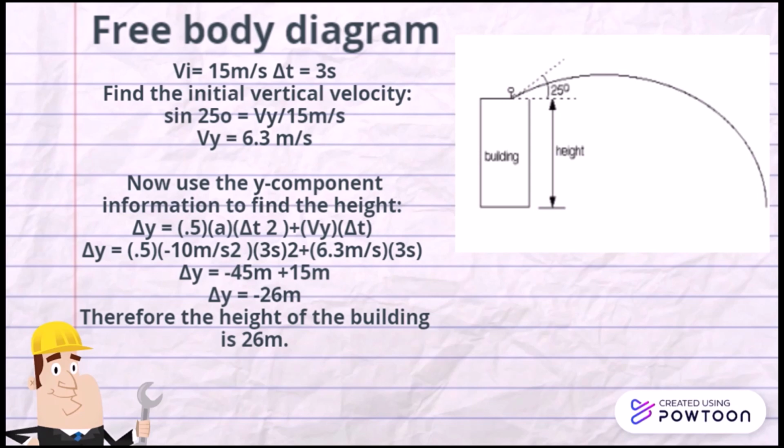Now use the y component information to find the height. Then we will derive with this formula and we will simplify it. Then we will get the answer of y equal to 26 meters. Therefore, the height of the building is 26 meters.